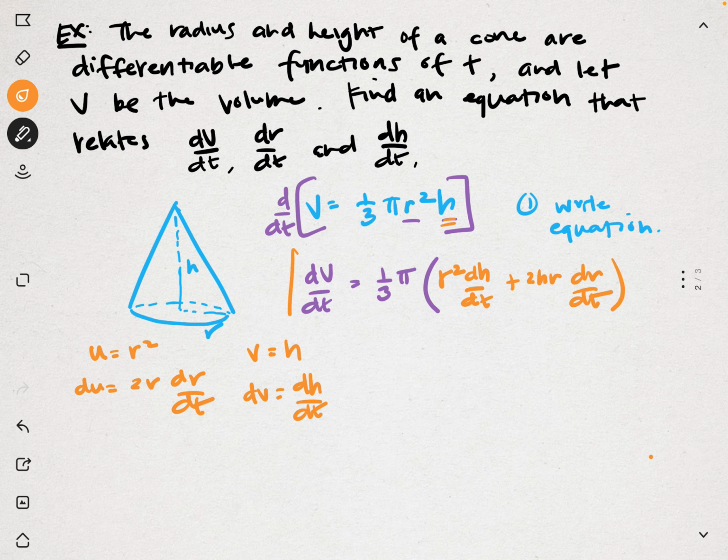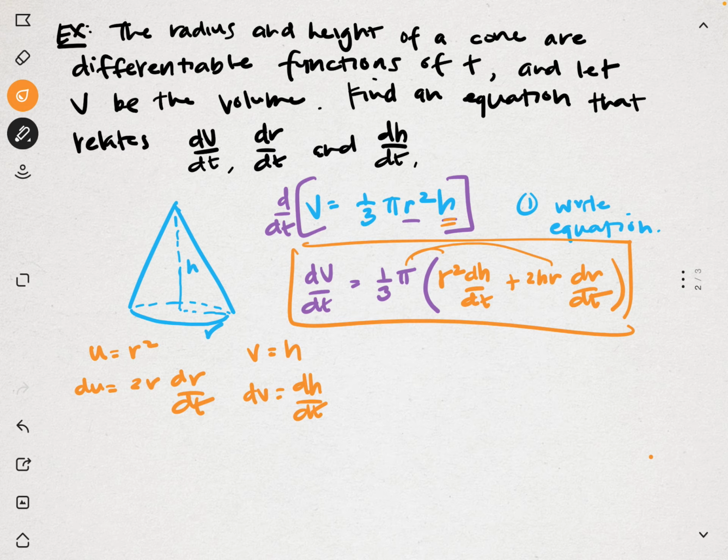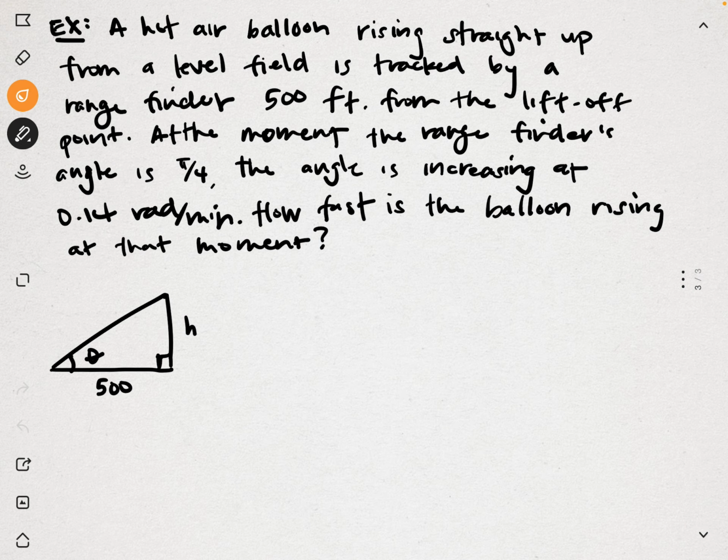Okay, so this would be our equation. Technically, I guess you could distribute the 1/3 pi, but I don't think it really matters that much. You could leave it like this. Okay, so let's actually apply this.